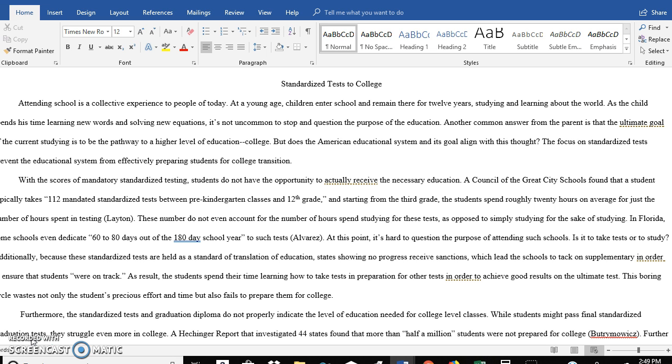Notice that this student has a title centered in the middle of the essay. Try to come up with, again, a nifty title, something to draw the reader's attention without giving away too much. And then, of course, I'd like you to focus on your introduction.